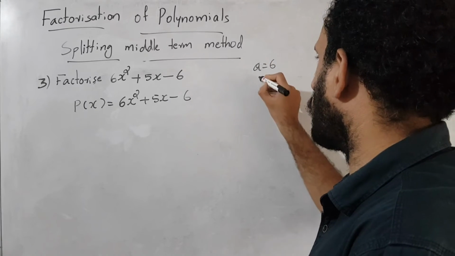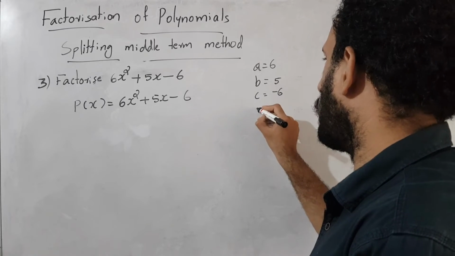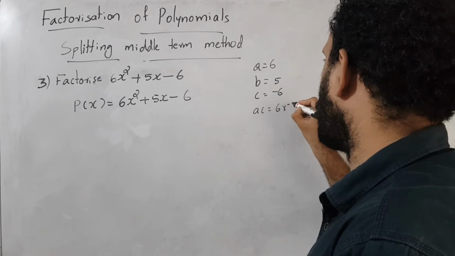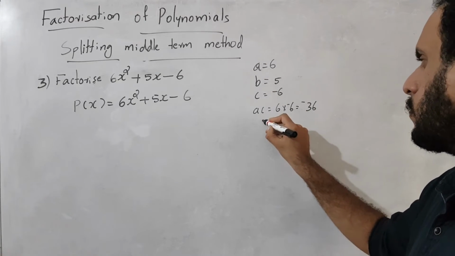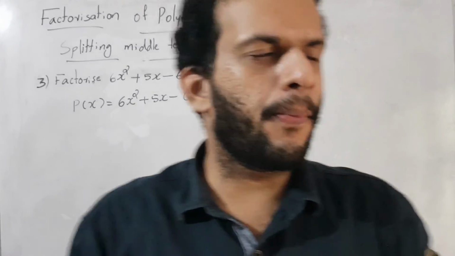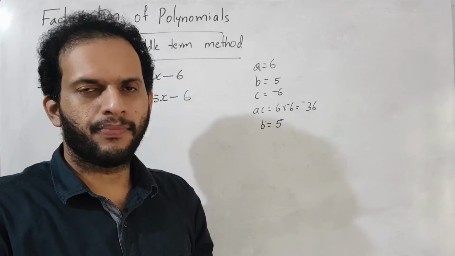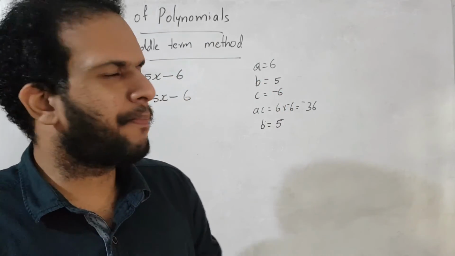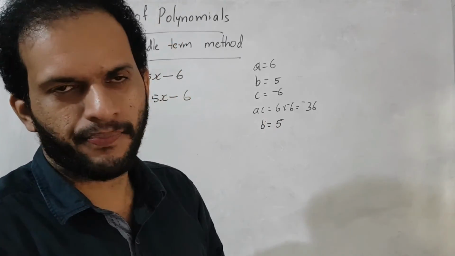6. Correct? a is equal to 6. b is equal to 5. c is equal to minus 6. Then ac is equal to 6 into minus 6, which is minus 36, and b is equal to 5. Here the product is minus 36 and b is equal to 5. Okay, that means here we need to get a pair of numbers whose product is minus 36 and whose sum is 5.